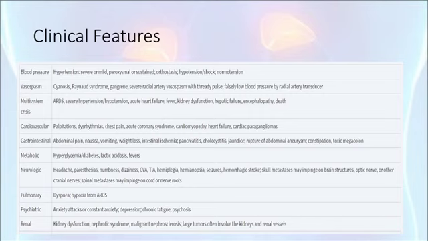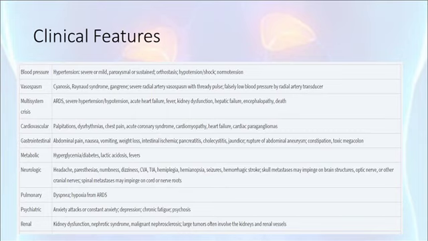Right, the clinical signs and symptoms are a plethora. You might get hypertension, which is severe or mild, or paroxysmal, which means it comes and goes, or is sustained. It may even be orthostatic in nature, where you may have orthostatic hypotension, shock, and even normal tension as well.